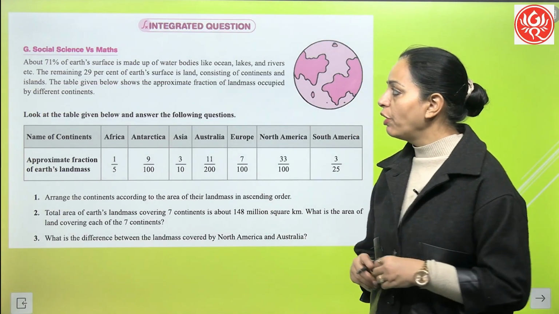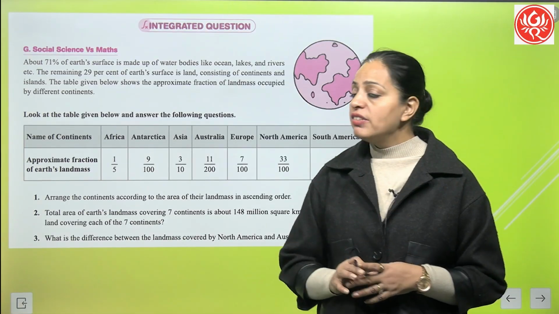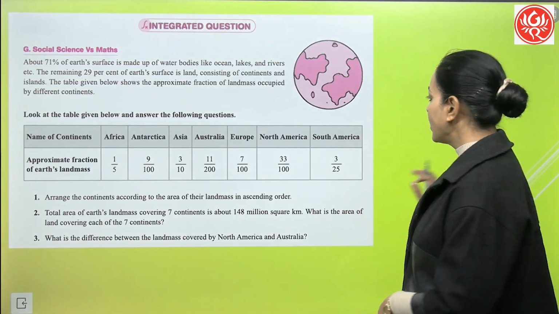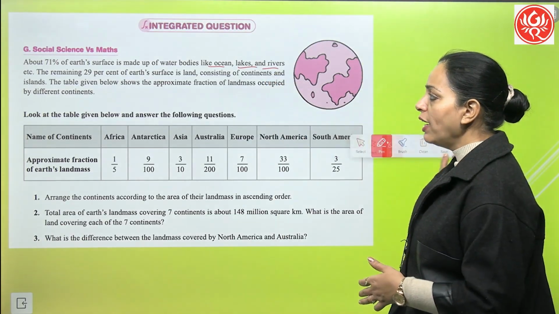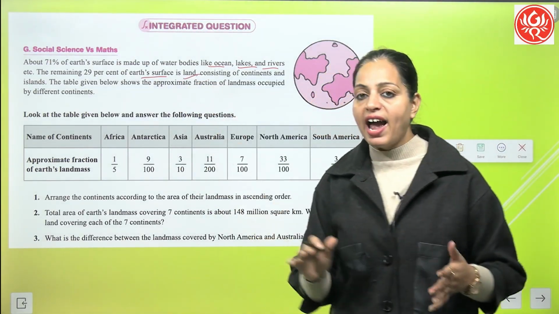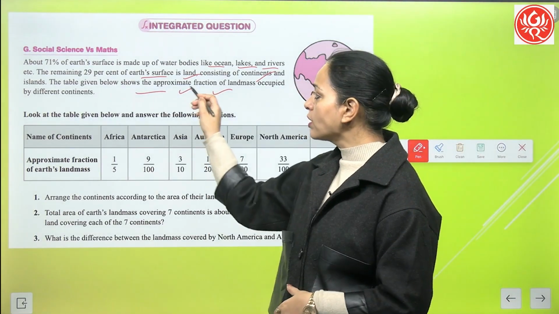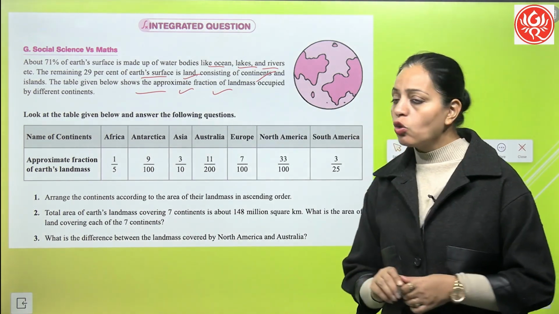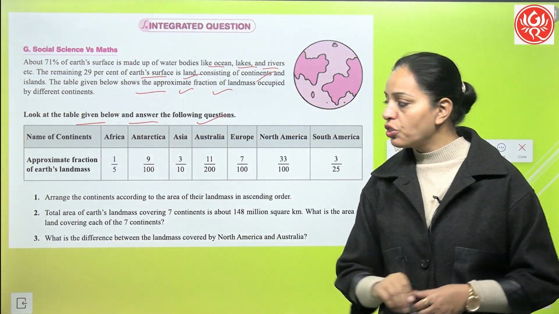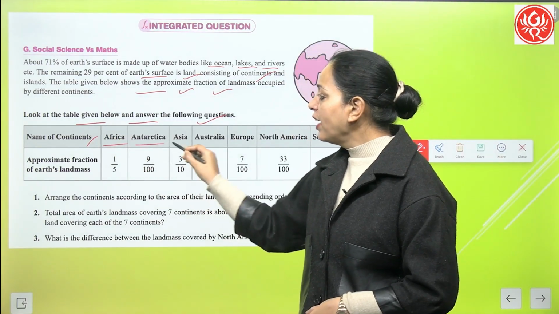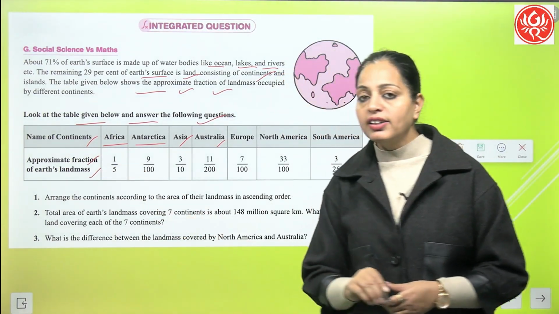Now we are coming to integrated question. G part, social science versus maths. About 71% of Earth's surface is made up of water bodies like ocean, lakes and rivers, etc. The remaining 29% of Earth's surface is land, consisting of continents and islands. The table given below shows the approximate fraction of land mass occupied by different continents. Now look at the table given below and answer these questions. So name of continents given like Africa, Antarctica, Asia, Australia, like this, and approximate fraction of Earth's land mass.